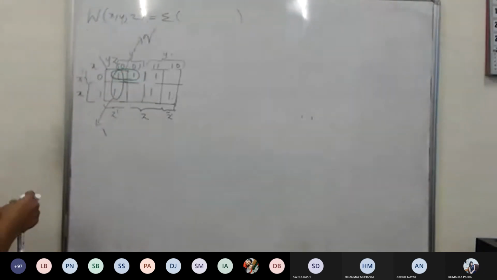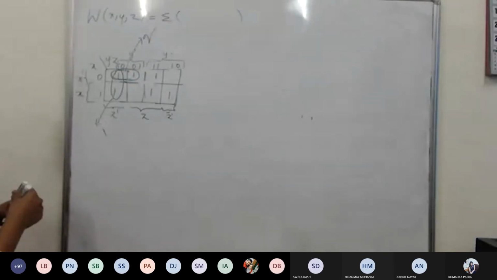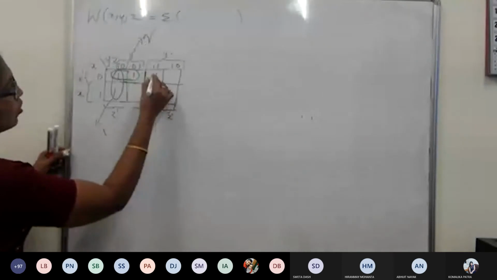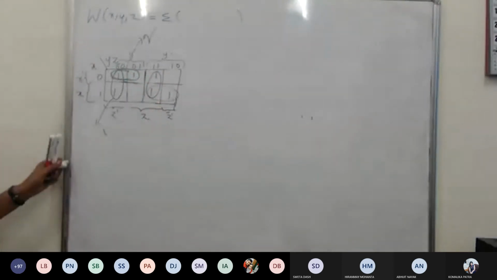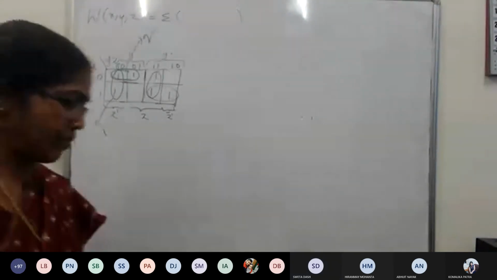Now, what is the left out portion? We have another option. I can make another pair like this. Is that fine? All four pairs are valid? Yes, ma'am. Okay, so now you are very happy.